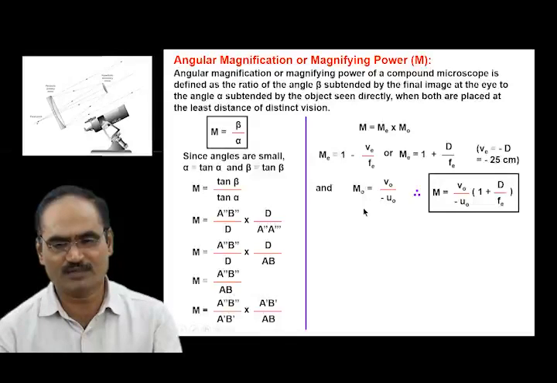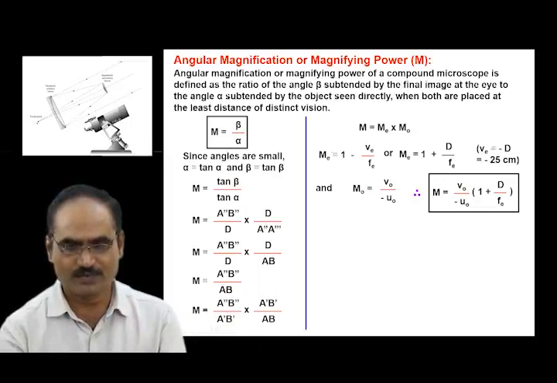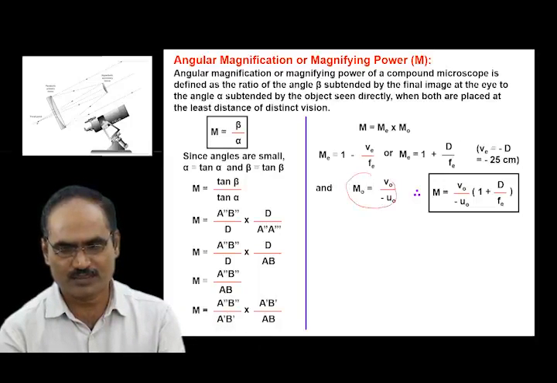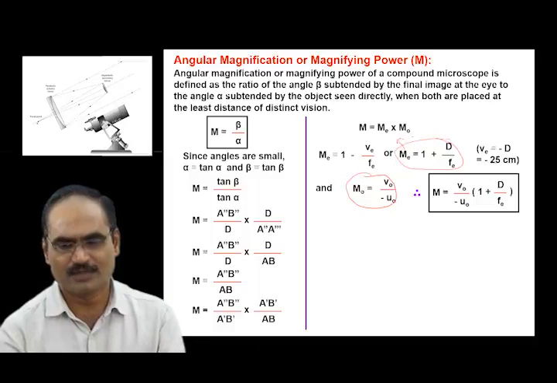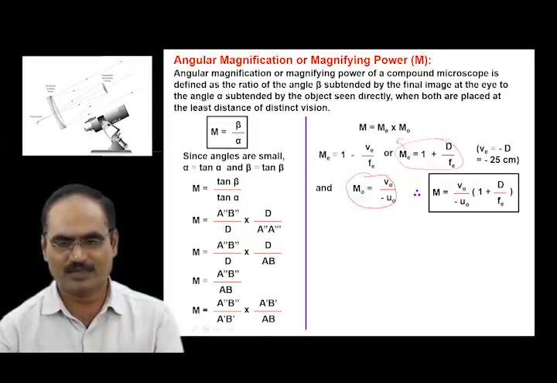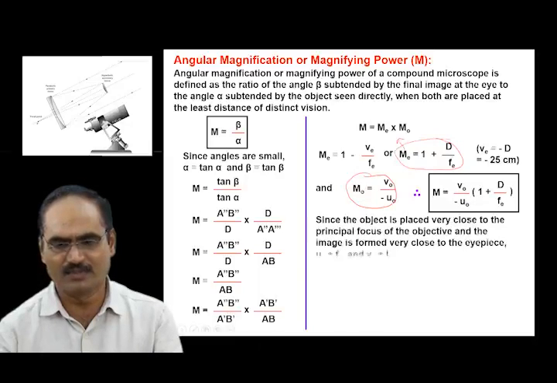So substituting this M naught and this ME in this equation, we obtain M is equal to V naught by minus U naught into 1 plus D by FE. Now let us look at V naught. V naught is the image distance obtained by the objective, and U naught is the object distance of the objective.